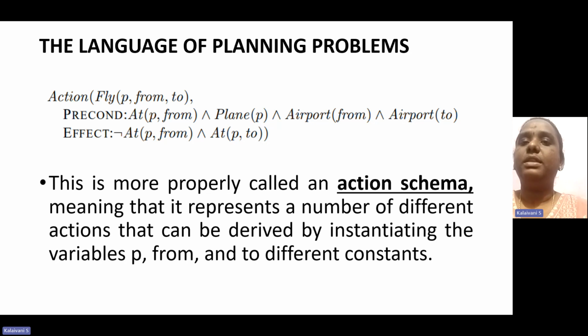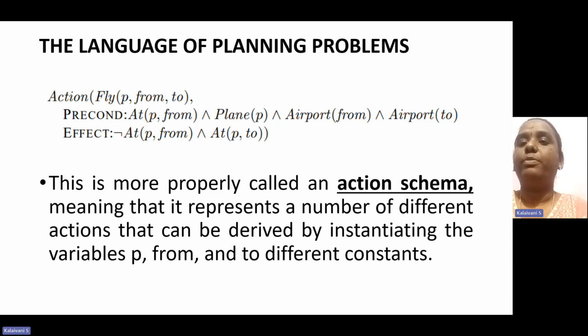Preconditions represent the necessary requirements if I want to apply that particular action. To fly from one place to another, the plane has to be currently present at the from place. That is given as At(p, from). There should be a plane called p, so the plane should be available. The conjunction includes Plane(p) and Airport(from), because we are going to fly from airport to airport.